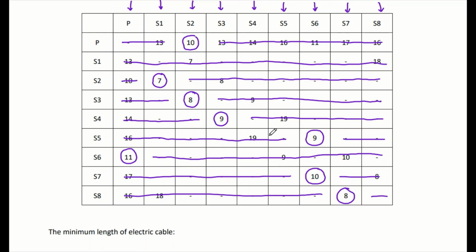1, 2, 3, 4, 5, 6, 7, 8. So 8 edges versus your 9 vertices, correct. 8 edges versus 9 vertices. So that's why this is correct. So just add up your answer together.